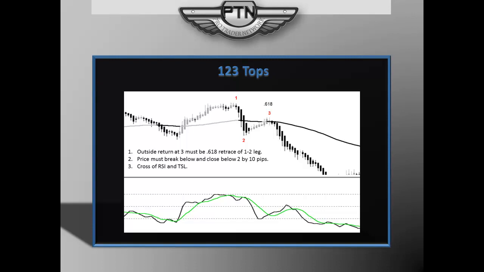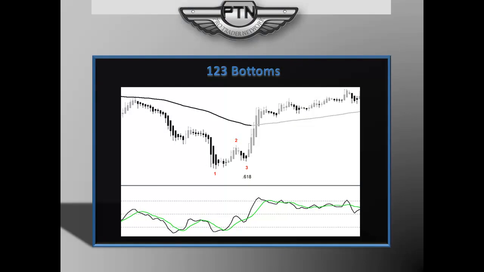I would confirm that price is broken below and closed below 2 by 10 pips, and that 3 is the 618 retrace of the 1 to 2 leg. Here's a 1, 2, 3 bottom, and as you might suspect, the same rules would apply. The swing formed at 3 must be a 618 retrace of the 1 to 2 leg. Price has to break above and close above 2 by 10 pips, and there must be a cross of my RSI and TSL. So the long signal here, traders, would be my RSI crossing above my TSL on the bullish candle that forms after 3.